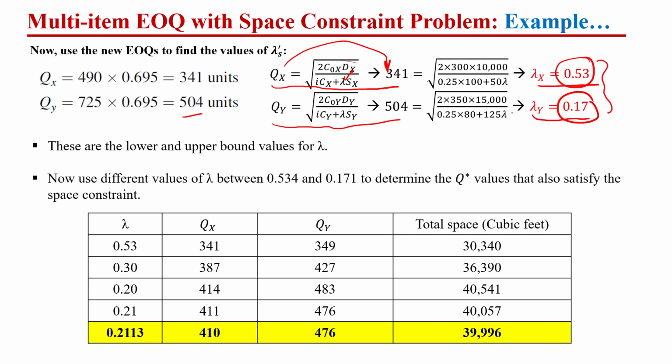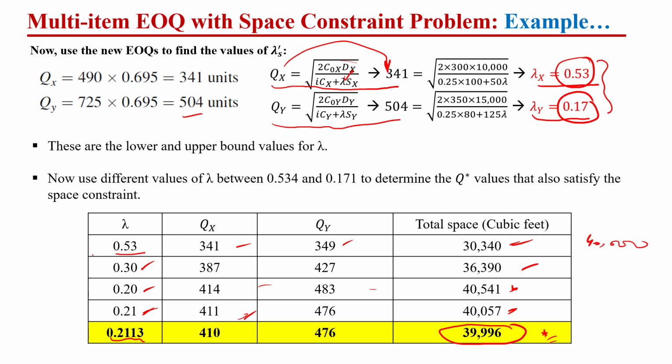So we are going to use a manual hit and trial approach. If I use this lambda, what would be the QX, QY and the total cost? The available space is 40,000, so this is basically 30,000. If I use this lambda, no, this is violating. If I use lambda 0.21, still we are violating. If I use this lambda, now we are almost fitting the cubic space.